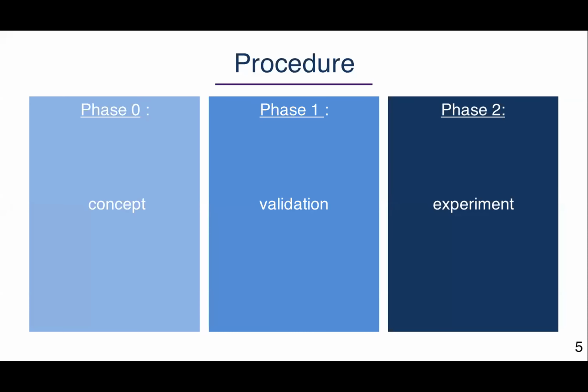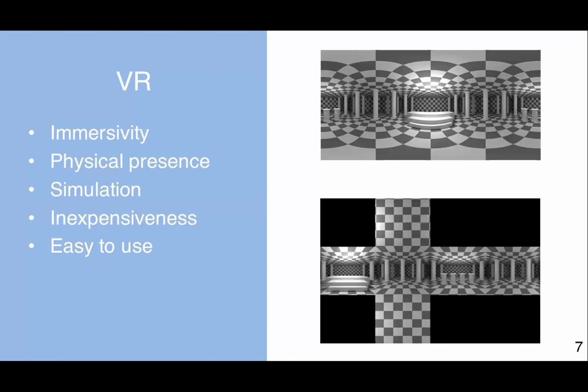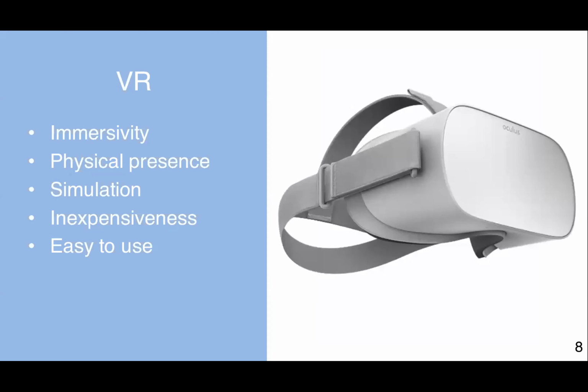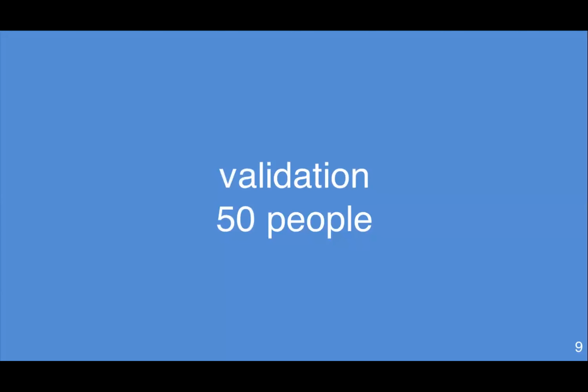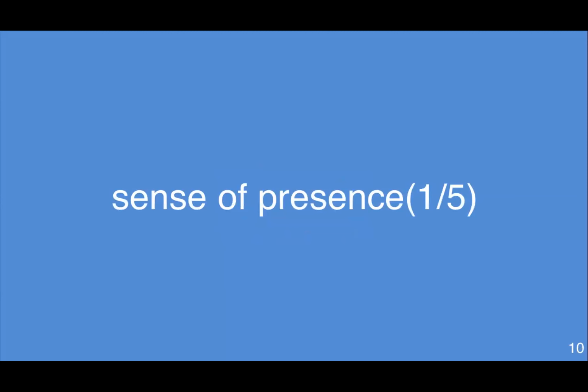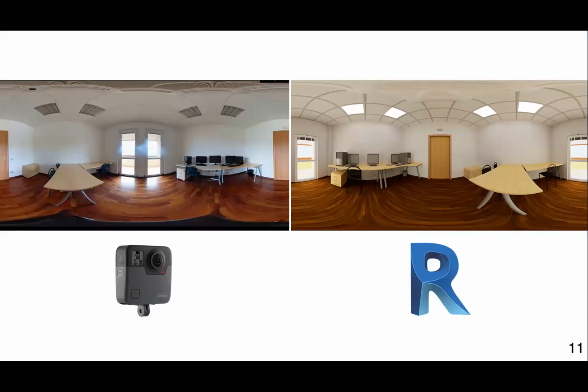The procedure is made up of 3 main phases: concept, validation, and experimental phase. The first phase has been useful to understand a productive workflow to use and validate the means needed. In this case, it's used a visor to submit the virtual environment to the subject. In the second phase, asking 50 people a judgment in terms of sense of presence on a 5-point scale, 2 environments are compared. On the left, it's possible to observe the first scene shown inside the visor, a spherical photo of a real office room, and on the right, its virtual reproduction.